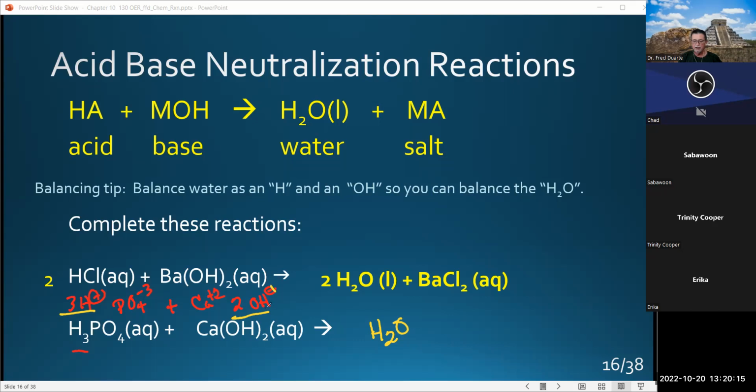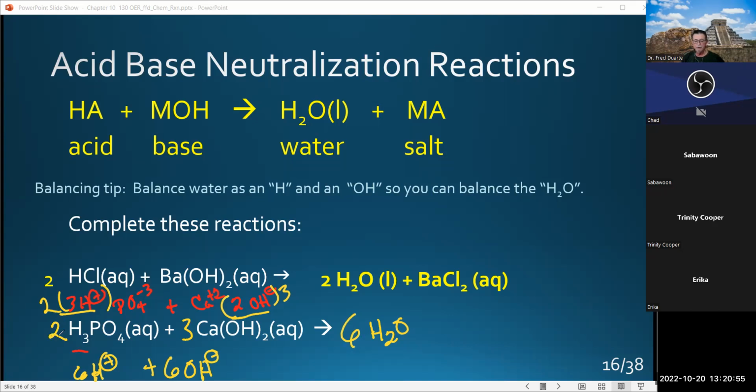And so if I have 3 hydroxides, and if I have 2 protons, I would get a total of 6 protons, plus 6 hydroxides. And guess what? How many waters is that going to make? Bam, 6. So my common number is 3 for the hydroxide. So I simply put a 3 in front of the equation, calcium hydroxide. And then I put a 2 in front of phosphoric acid.